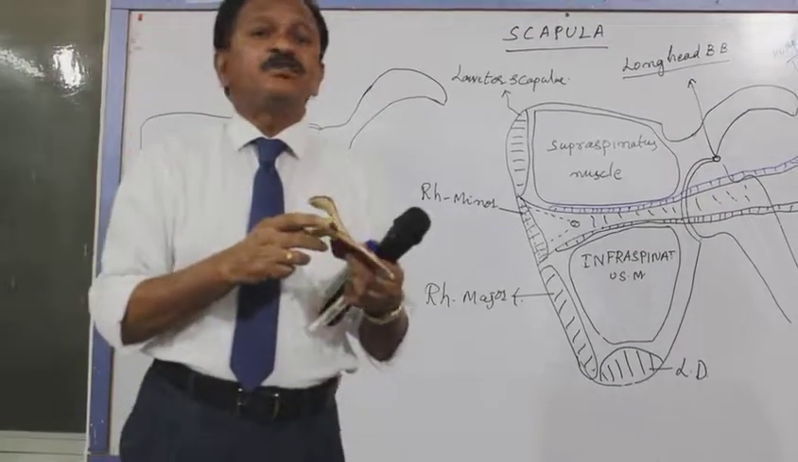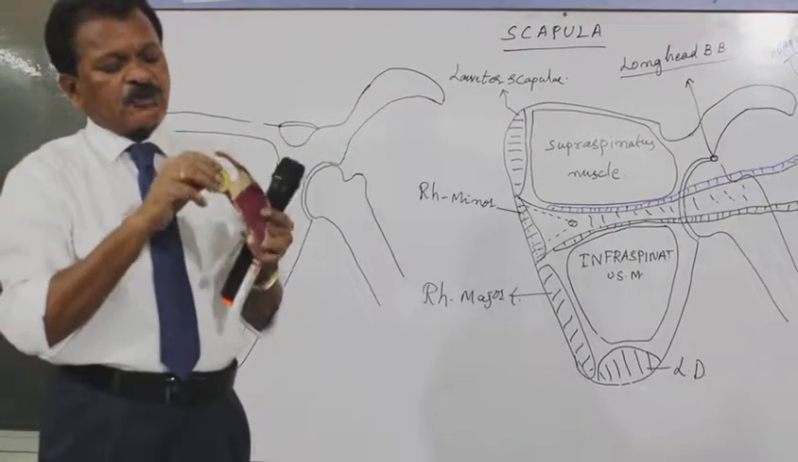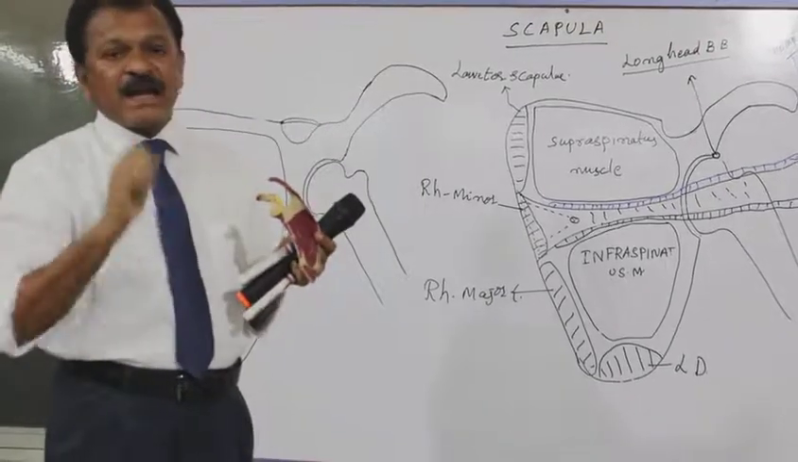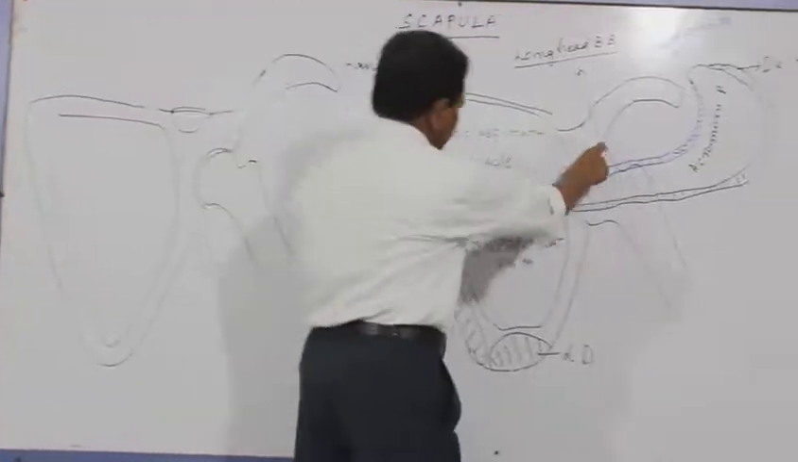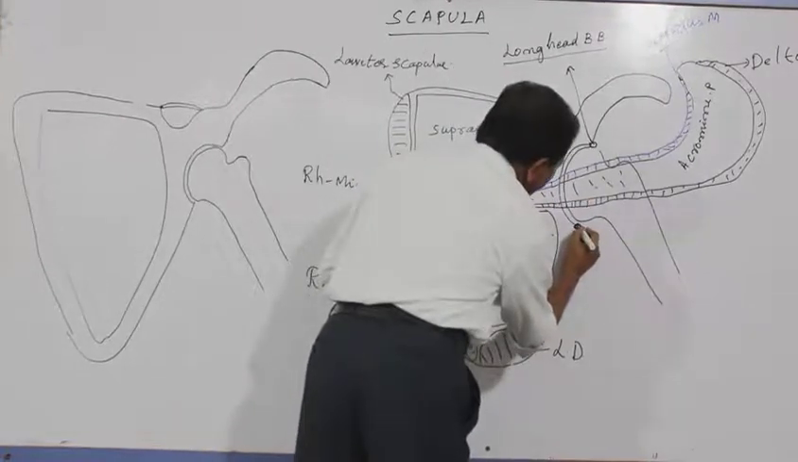Infraglenoid tubercle, it is present inferior to the glenoid cavity. Supraglenoid tubercle, it is present superior to the glenoid cavity. So the supraglenoid tubercle is located here and the infraglenoid tubercle is located here.